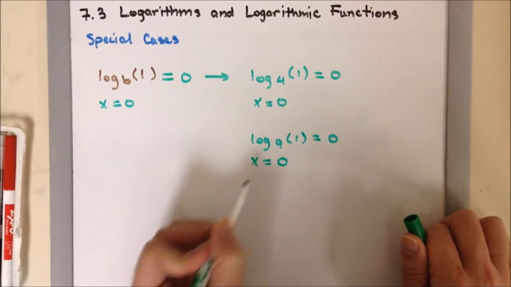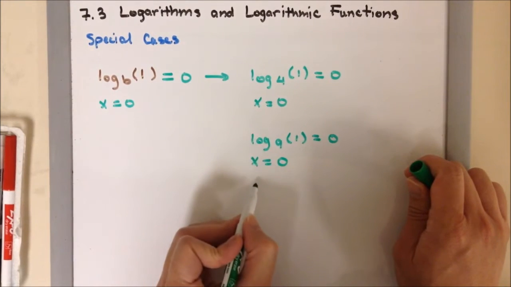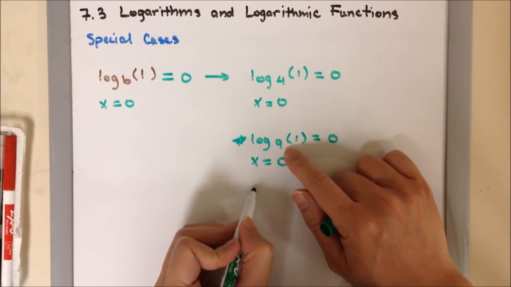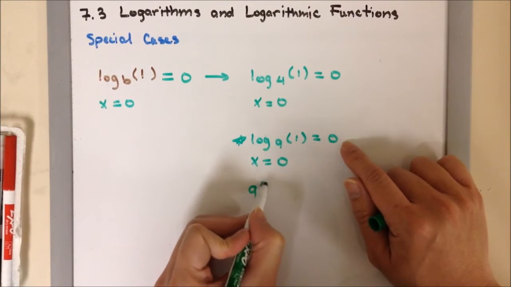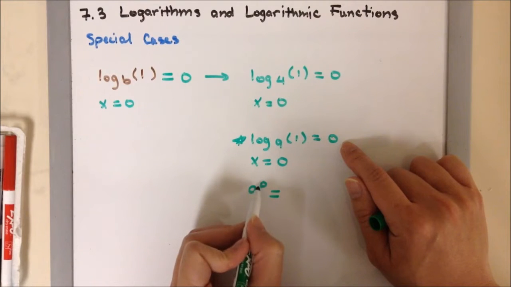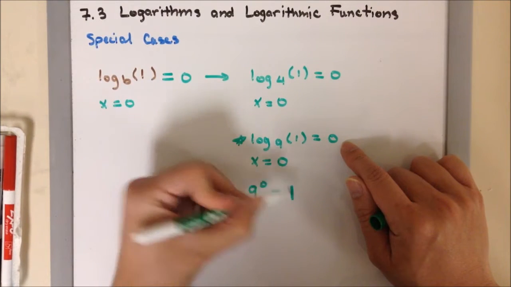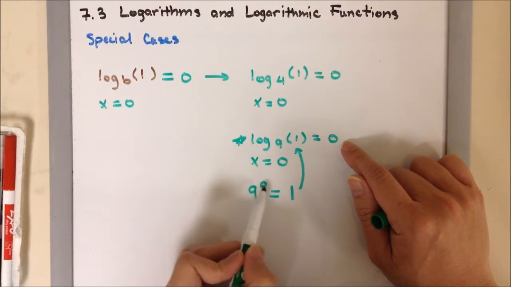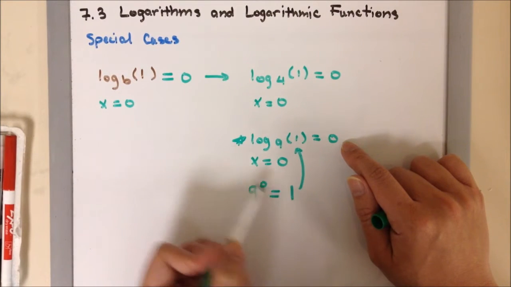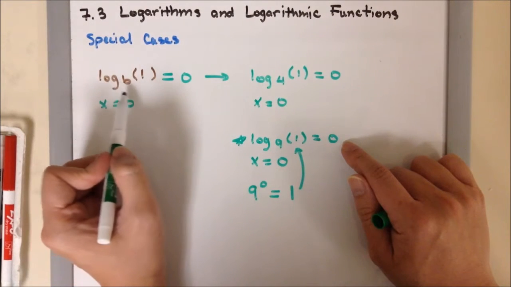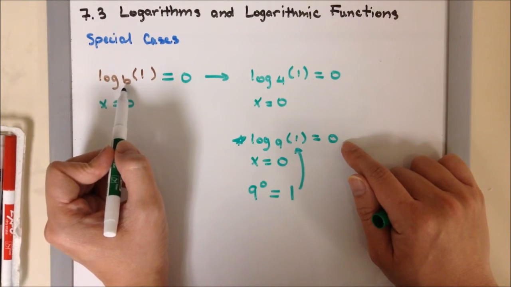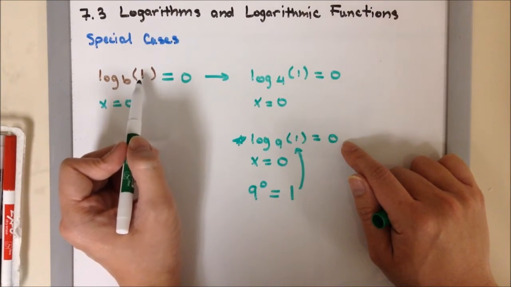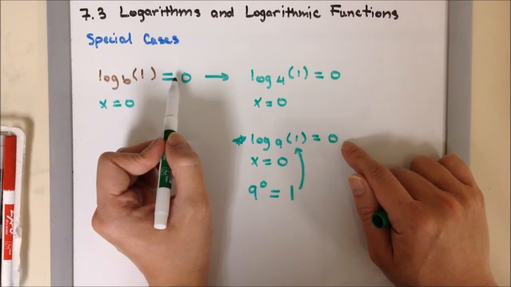So x equals 0. Now, if you were to rewrite this log in exponential form, my base 9 to the power of 0, anything that's raised to the power of 0 will equal 1. And this is from chapter 5. Anything to the 0 power will equal 1. So this is a special case when you have a log of any base with the 1 inside, or you're doing the log of 1, then it will always equal 0.